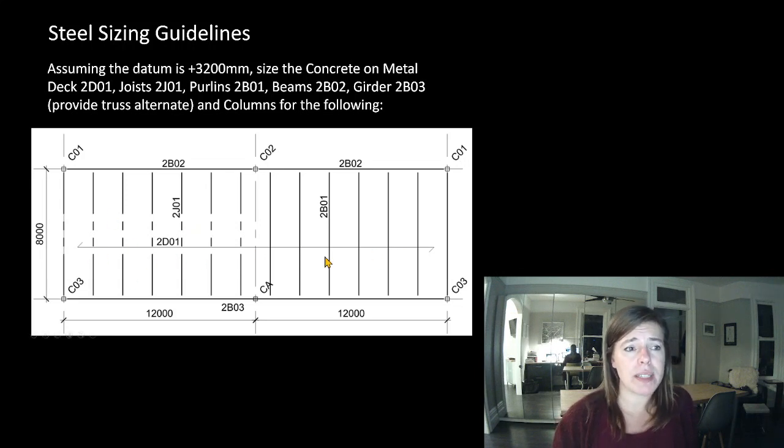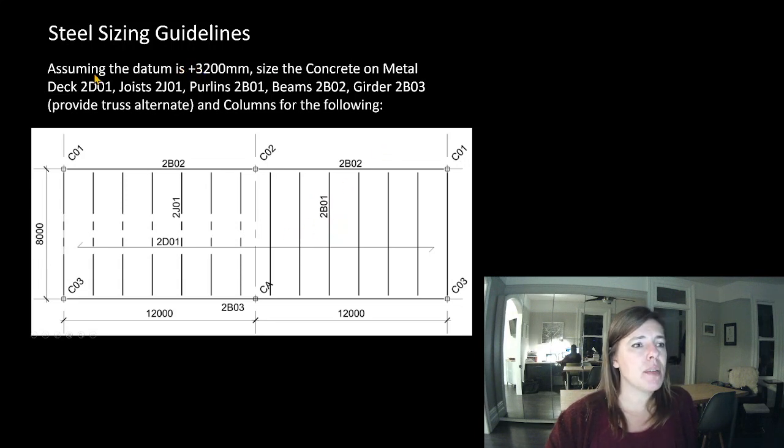What do we call joists or beams that only pick up deck, are at about equal spacing on center, and could do the same job as a joist? We call those ones purlins. So look, it's 2B01, but I think I'll call that one a purlin.